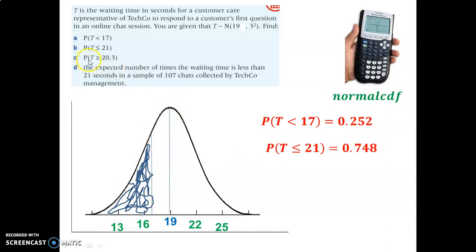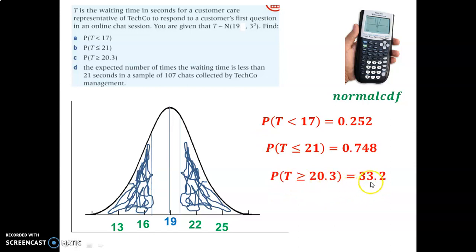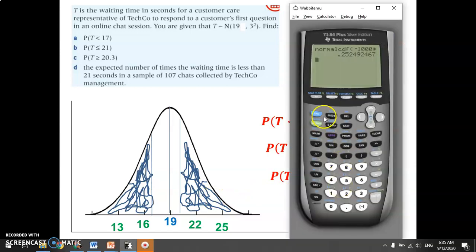Okay, let's try the next one. What if you're looking for the time being greater than 20.3? So now I have that line, there's 20.3, and now I'm looking for shading this part here. So greater than 20.3 is here. So see if you can sort that out running the CDF. How would you do that? Greater than 20.3 ends up being 33% of the data here. And how would we do that? Let me just show you in case you had trouble with that.